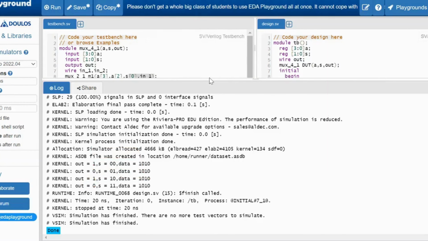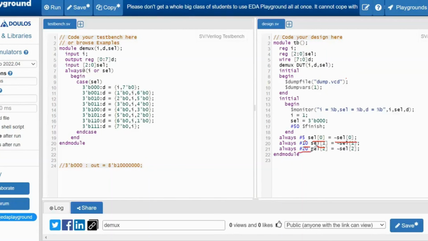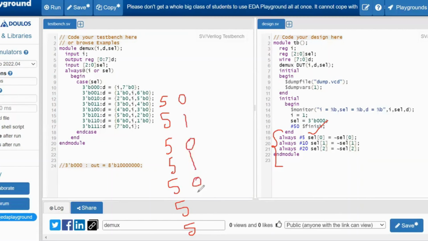Clear? Any doubts? Complemented. For every 20 time units, selection 2 will be complemented. Just in 3 steps you can get all 8 combinations. At every 5 time units, the selection line is complemented. So 0 1 0 1.